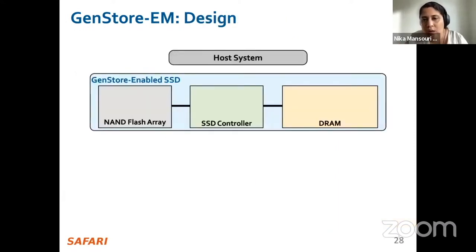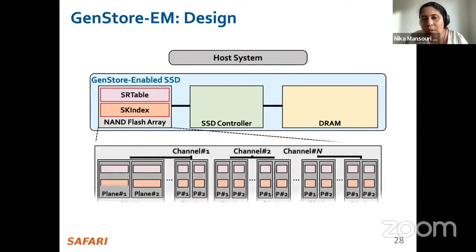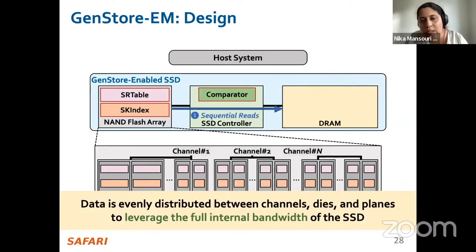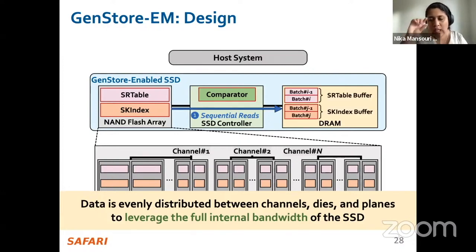Now I show the overall operational flow of GenStore EM with the sorted read table and sorted k-mer index in the NAND flash memory, distributed across all channels and dies so that we can leverage the full internal bandwidth of the SSD and the comparator logic on the SSD controller. GenStore EM consists of 2 steps. Step 1 reads the 2 data structures from NAND flash chips to the SSD's internal DRAM in a batched manner. So we would only need small batches, a few hundred megabytes, in the DRAM to stream through the sorted read table and sorted k-mer index.